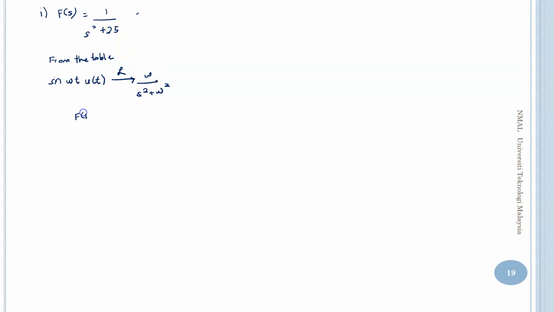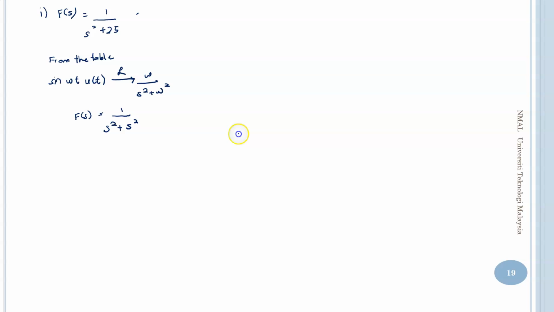So F(s) here is basically 1 divided by s squared plus 5 squared. How do we put 5 at the numerator here so that it will match this omega from the table? The table says sine omega t u(t) has the Laplace transform omega divided by s squared plus omega squared.